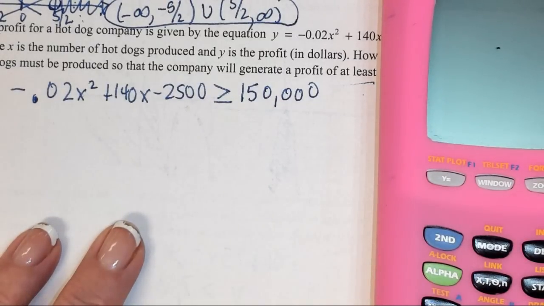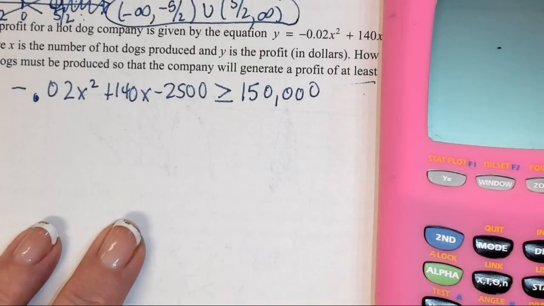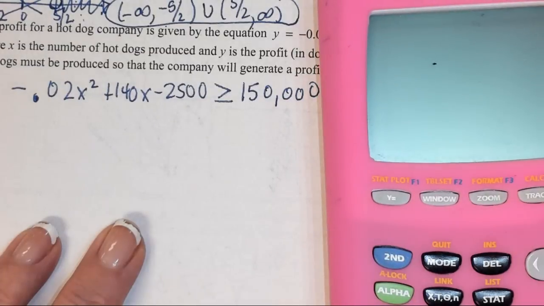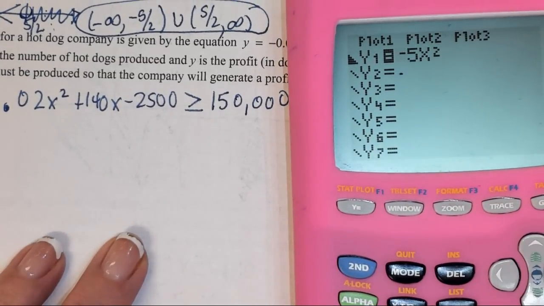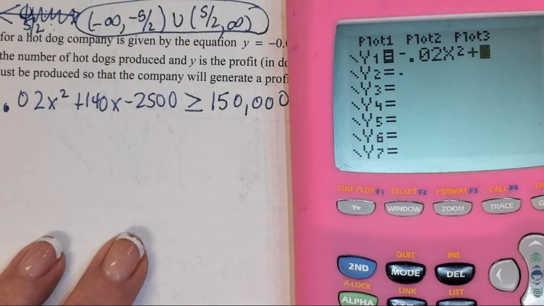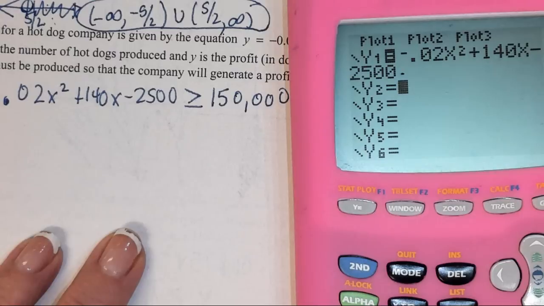Now, this problem has some crazy numbers in it. I'm not going to try to do this with the quadratic formula or anything. Here's what I'm going to do. I'm going to go to the calculator. I'm going to put the parabola into y1, so -0.02x squared plus 140x minus 2,500. Into y2, I'm going to put in 150,000.